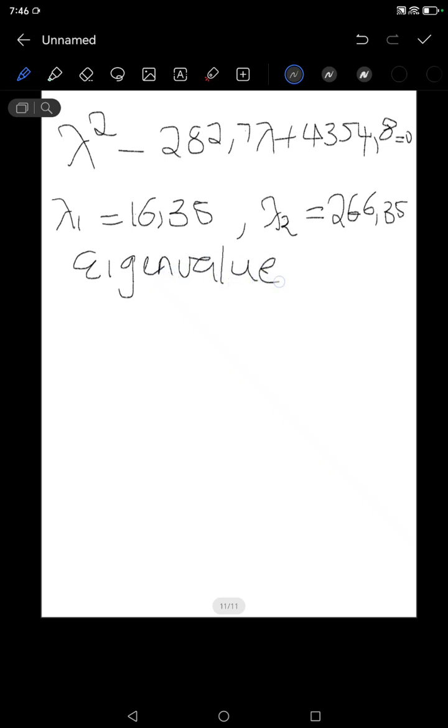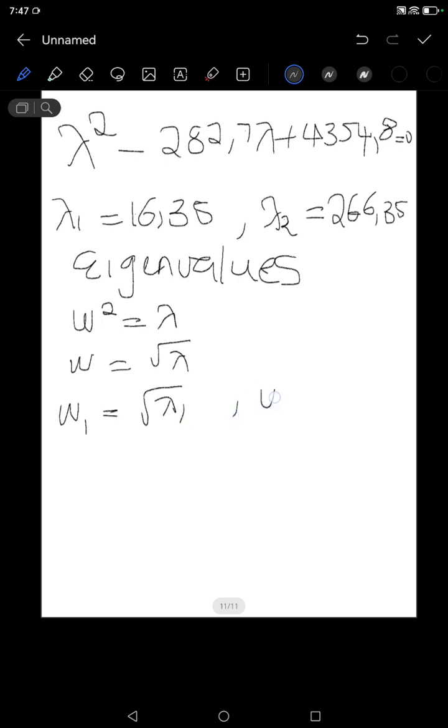So we have our eigenvalues, lambda 1 and lambda 2, we call them eigenvalues. Then natural frequency is going to be what? Square root of lambda. So we're going to have natural frequency 1, which is the square root of lambda 1, and natural frequency 2 is the square root of lambda 2. So natural frequency 1 is the square root of 16.35.